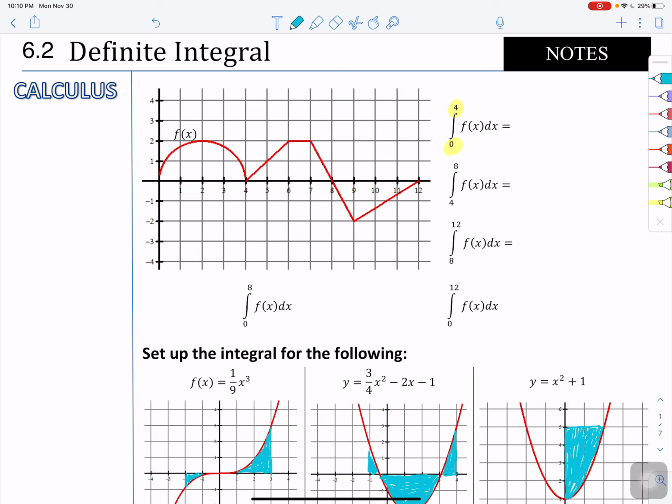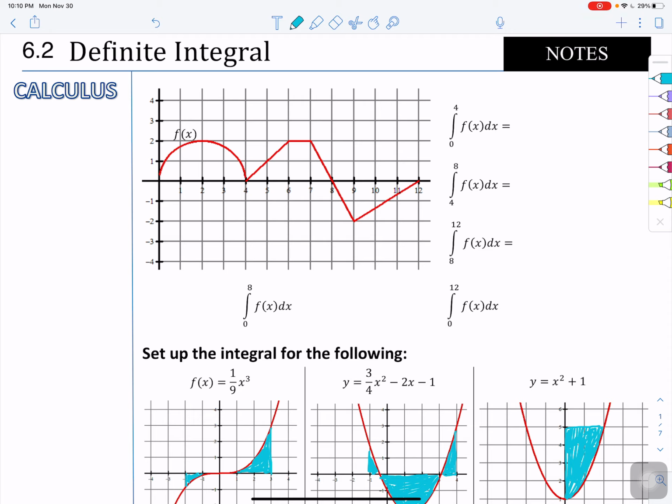Now, we will be integrating with no limits of integration, and those will be formulas, not numbers. And so a definite integral has limits of integration. So let's go ahead and begin with this curve.